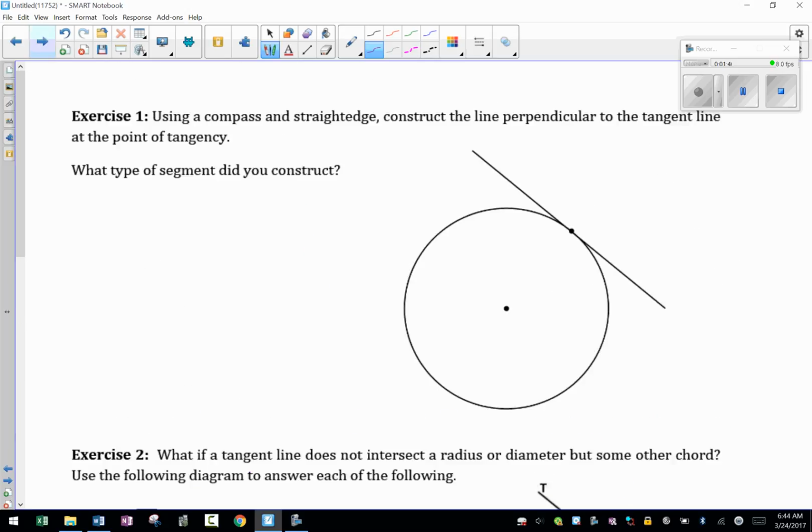So there's this construction here. Basically, use a compass and a straight edge and construct the line perpendicular to the tangent. Just to save time, because this is a video, we're not going to construct it. We're just going to draw it. If I want to find something that's perpendicular to the tangent, you should remember from a little while ago that a radius is perpendicular to a tangent. So tangents and radii are perpendicular, okay?